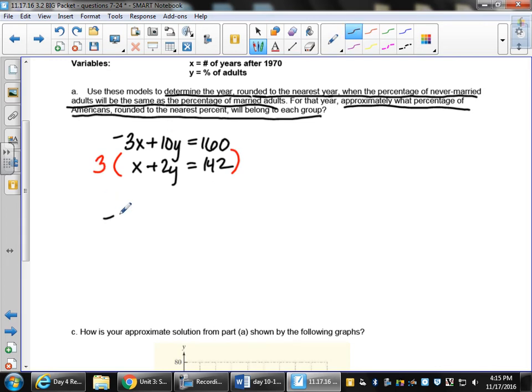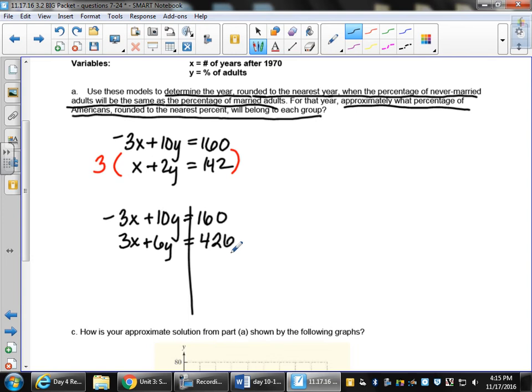Let's write our new system. So this is negative 3x plus 10y equals 160. We didn't touch the top equation. The bottom equation becomes 3 times x is 3x, 3 times 2y is 6y equals, and 3 times 142. If your calculator's not out yet and you hadn't done this one, go get your calculator. 3 times 142. So press pause, go get your calculator, come back. 3 times 142, 426.